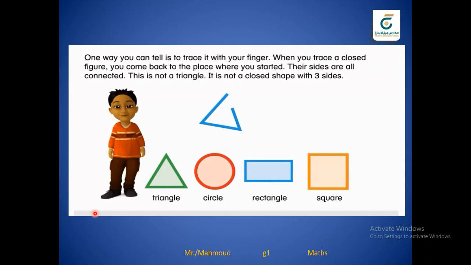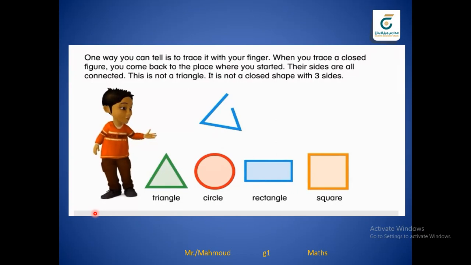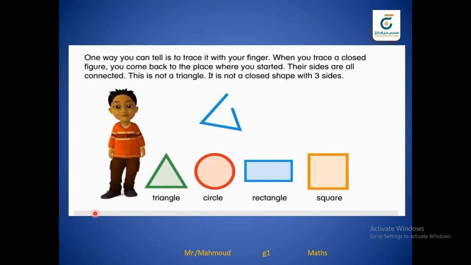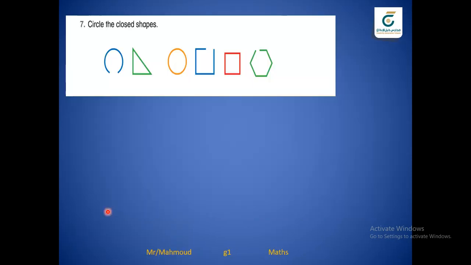Their sides are all connected. This is not a triangle. It is not a closed shape with 3 sides. Now you know how to define 2D shapes by how they look. So now you can answer this easy question.